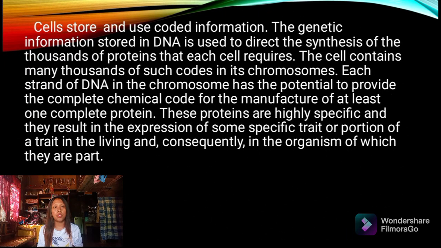Cells store and use coded information. The genetic information stored in DNA is used to direct the synthesis of the thousands of proteins that each cell requires. The cell contains many thousands of such codes in its chromosomes. Each strand of DNA in the chromosome has the potential to provide the complete chemical code for the manufacture of at least one complete protein. These proteins are highly specific and they result in the expression of some specific trait or portions of a trait in the living cell and consequently in the organism of which they are part.